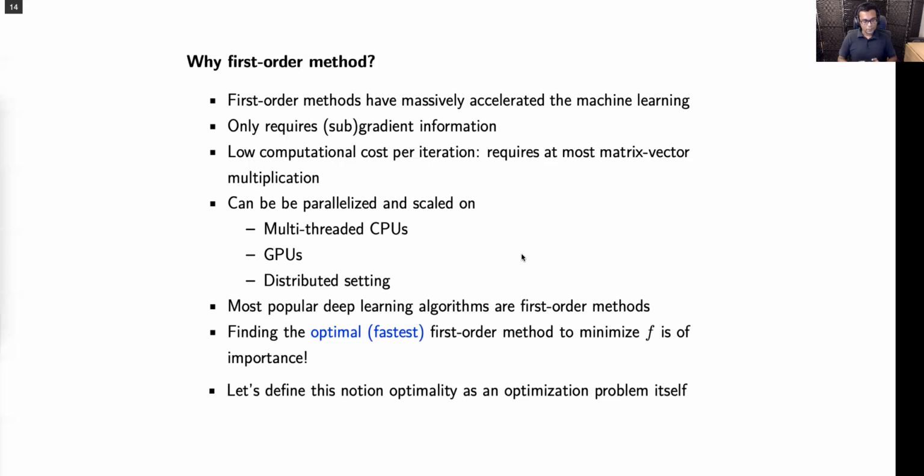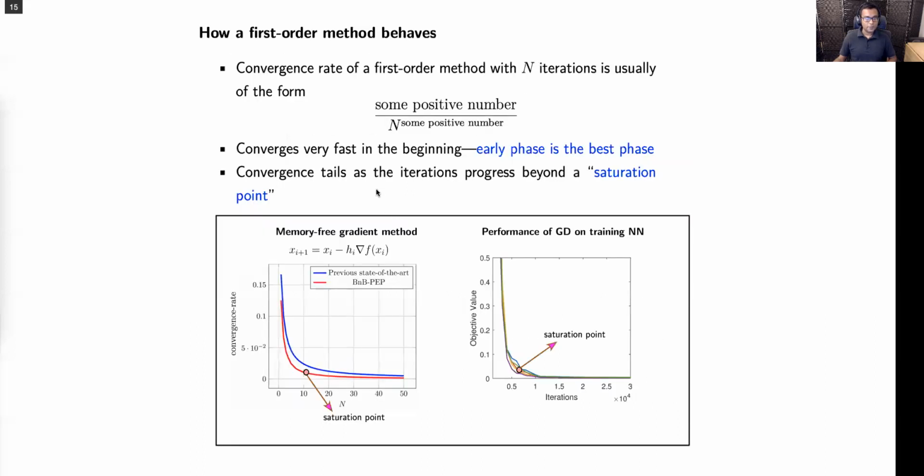Down the line, we are going to define the notion of optimality of an algorithm as an optimization problem itself. But prior to that, let's take a look at how a first-order method typically behaves. Usually, not all the time, but usually, the convergence rate of a first-order method with n iterations is of this form. We have some positive constant divided by n, the number of iterations, to some positive power. So it could be 1 over n squared, 1 over n, and so on.